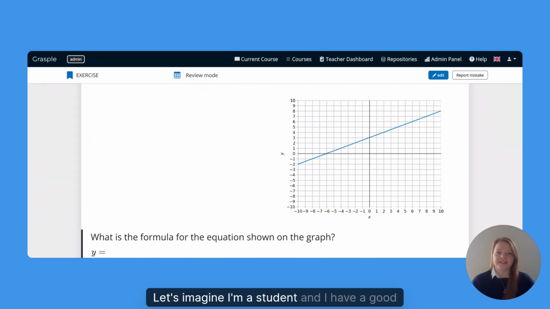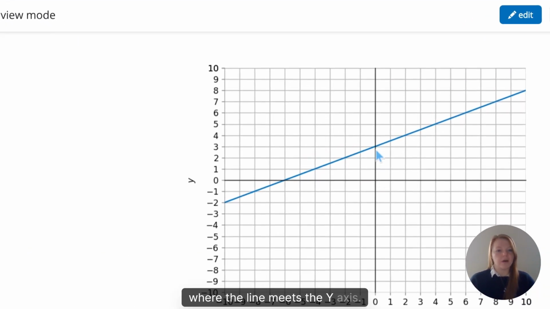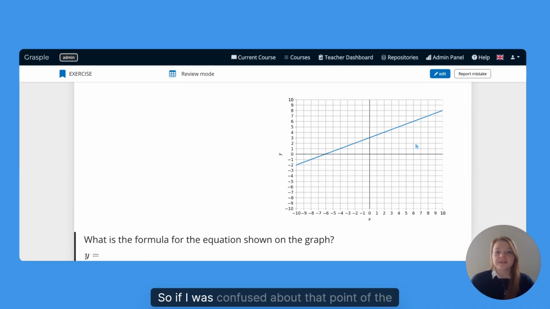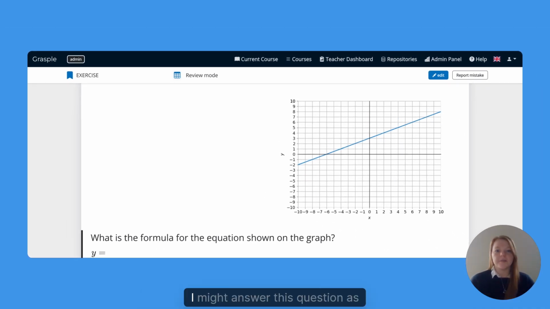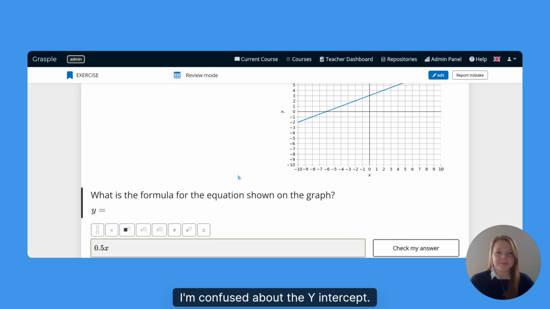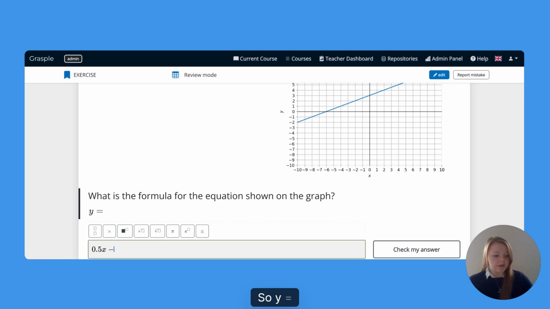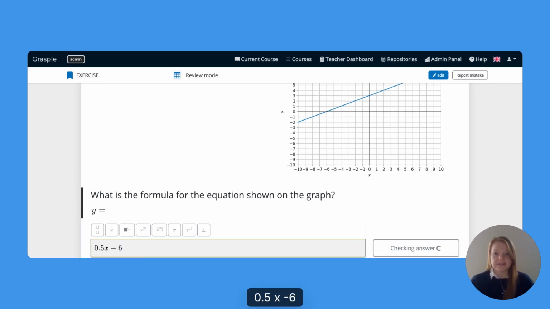Let's imagine I'm a student and I have a good understanding of linear equations. However, I'm a bit confused about what is meant by the b in y equals mx plus b. B, of course, being the y-intercept, where the line meets the y-axis. So if I was confused about that point of the linear equation, I might answer this question as y equals 0.5x, which is the run. But again, I'm confused about the y-intercept, so let's imagine I confuse it with this one here at minus 6. So y equals 0.5x minus 6.